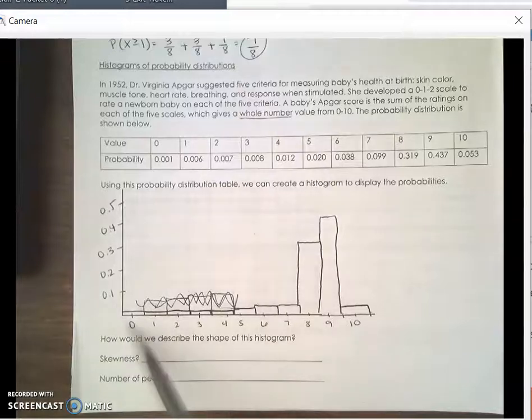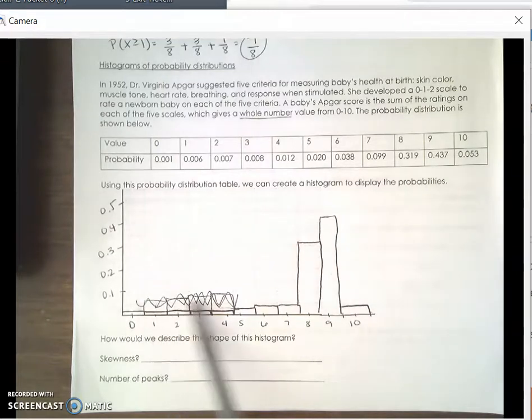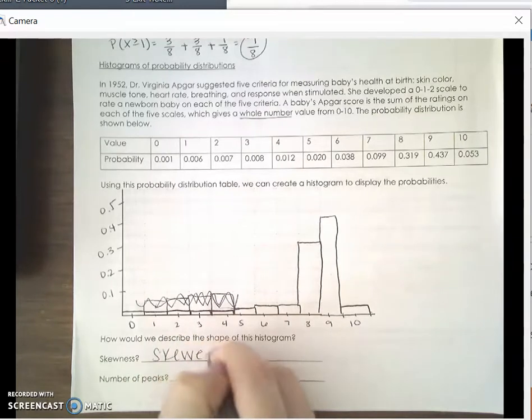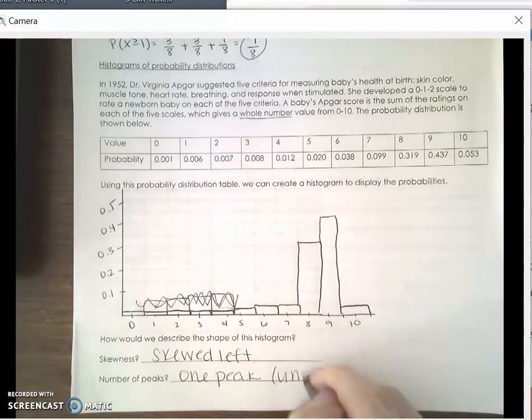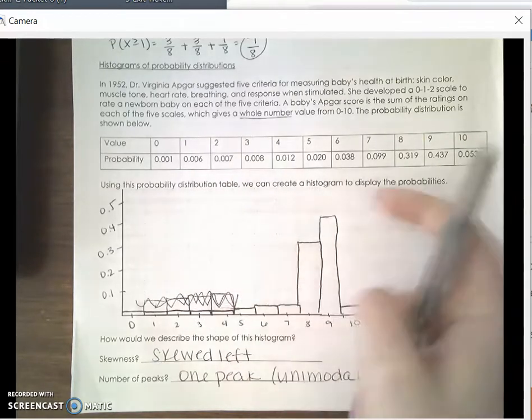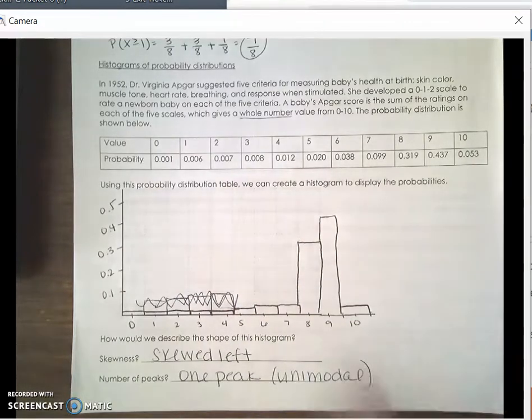We finished off the last video creating this histogram, so now we're going to describe the shape of the histogram. So this histogram is skewed left, and it has one peak. So it's unimodal. So the peak would be here, and it is skewed left, so it would go down to the left.